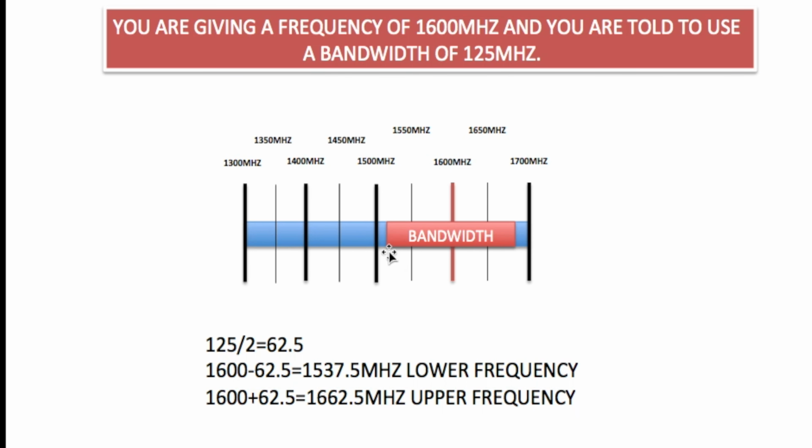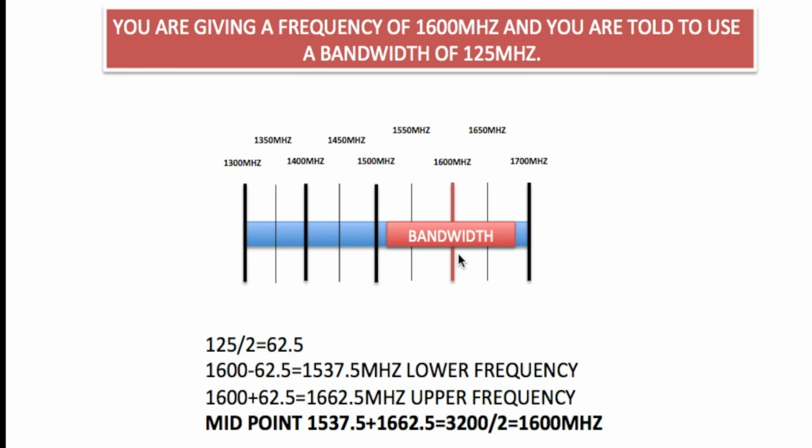In order to prove your calculations, if you are in doubt that this is correct, this is what you do. For your midpoint, which is 1600 megahertz, you just add this 1537.5 megahertz to the 1662.5 megahertz and you get 3200. Just divide that by 2 and you should get your midpoint again, your 1600 megahertz, right? This is just to prove that your calculations here are correct. So this is a simple way to calculate bandwidth.